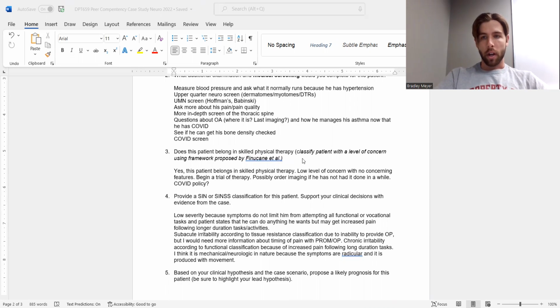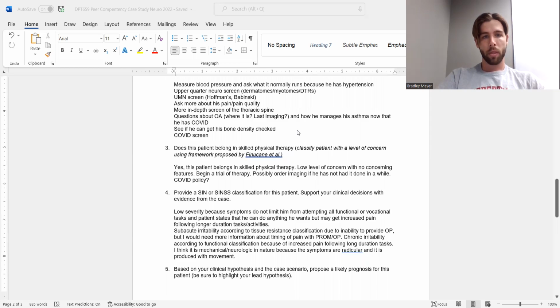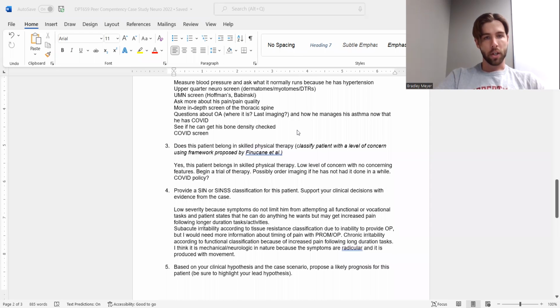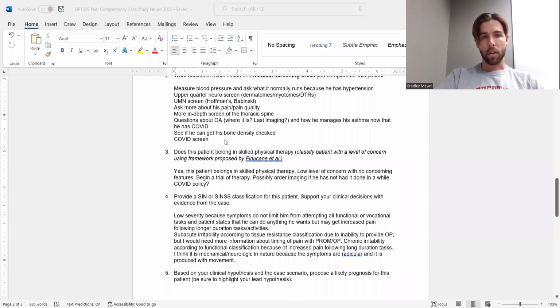And then I would want to get an idea of when he had his last imaging done, possibly send him in for some more imaging if it has been a while since he went in, which might also give me a better indication of his bone, which could give me some more information about his bone density if he did have osteoporosis. And then I want to get some more information on his asthma, if he's managing it well with COVID. Could also do a COVID screen if wherever I'm working has precautions about COVID.